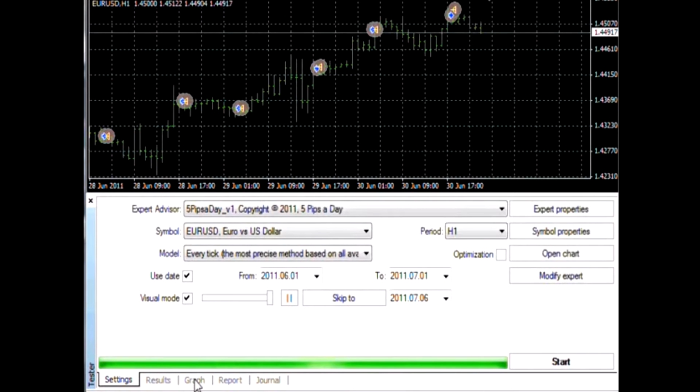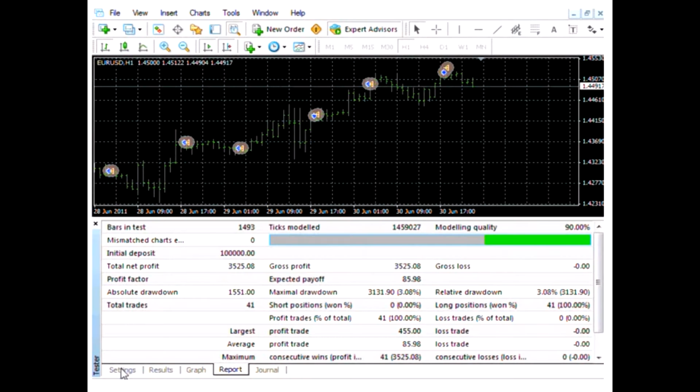Here's an example of trades that were back tested for about a month. And as you can see, with an initial deposit of $100,000, there was a total net profit of $3,525, and that was a total of 41 trades. So as you can see, it all depends on how much you actually put in to start your account, and how much you can actually generate per day.